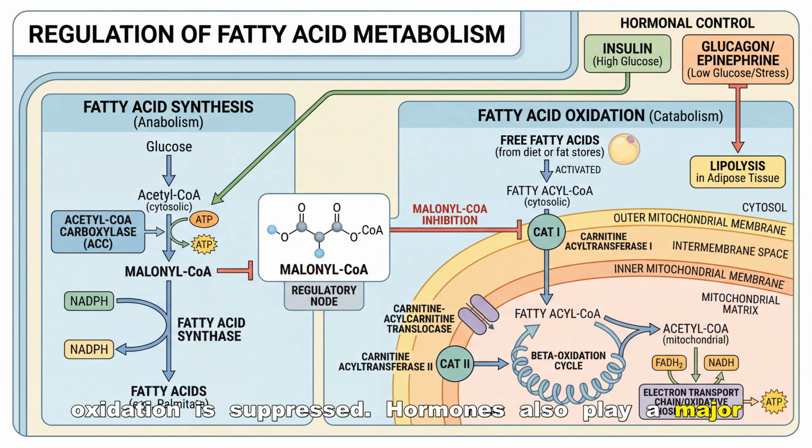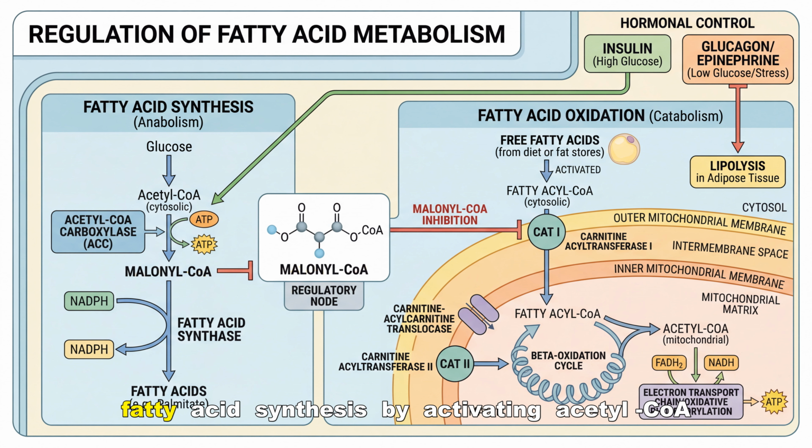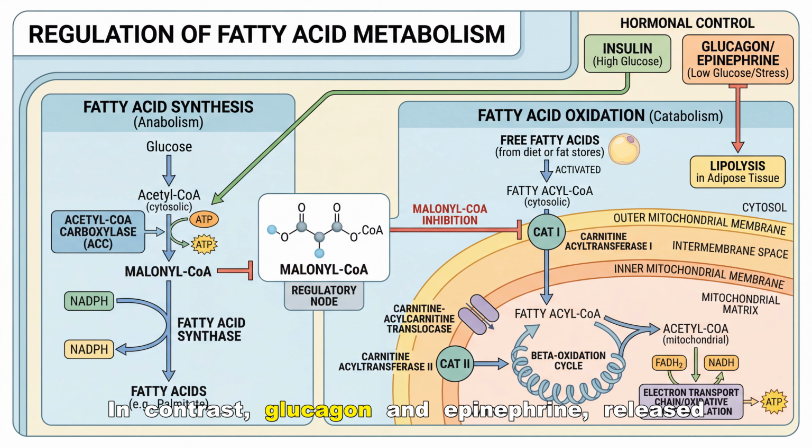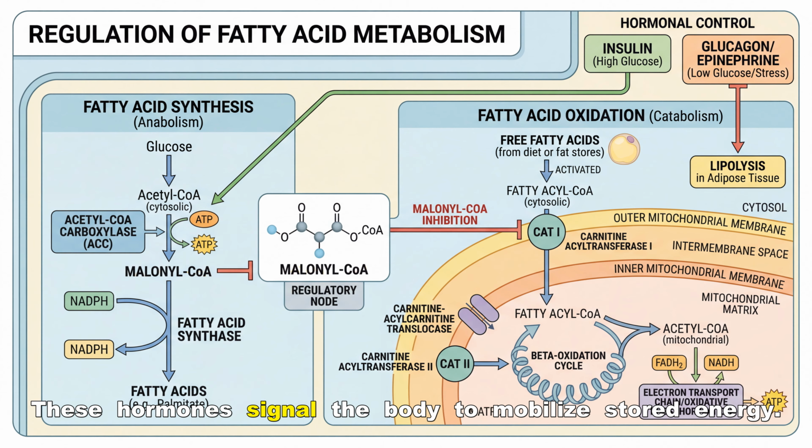Hormones also play a major role. Insulin, released in the fed state, promotes fatty acid synthesis by activating acetyl-CoA carboxylase and increasing malonyl-CoA levels. In contrast, glucagon and epinephrine, released during fasting or stress, inhibit acetyl-CoA carboxylase and stimulate beta oxidation. These hormones signal the body to mobilize stored energy.